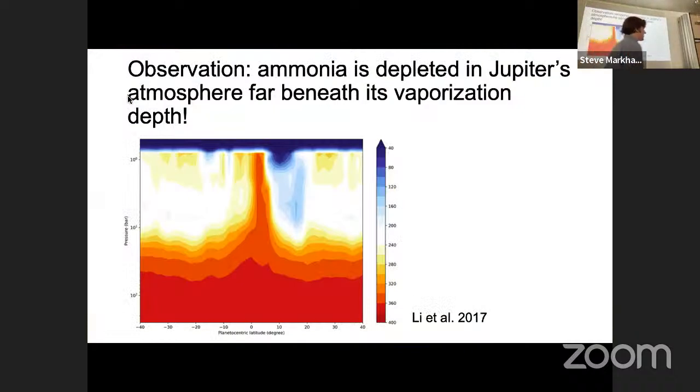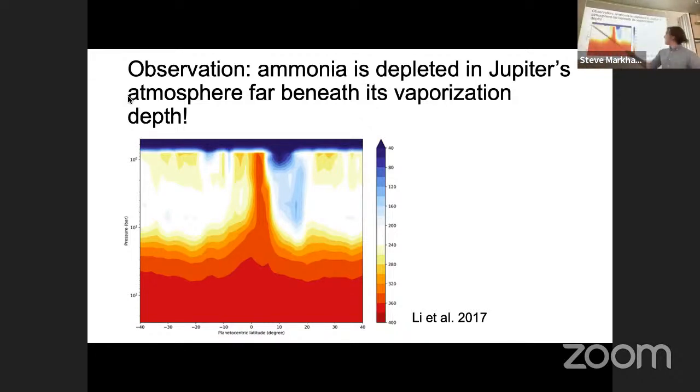Now, the observation that is key for Jupiter comes from the Juno mission, which Ravit here is involved in, and the observation from its microwave radiometer that has probed beneath the surface in order to try to constrain its composition. And what was unexpectedly found is that ammonia is significantly depleted beneath its condensation level.